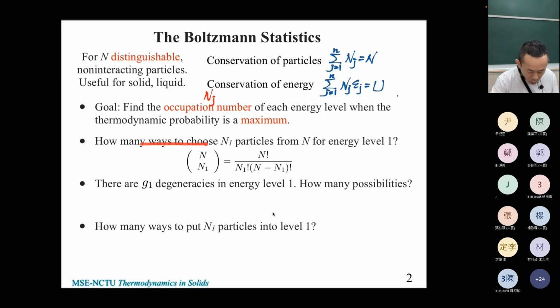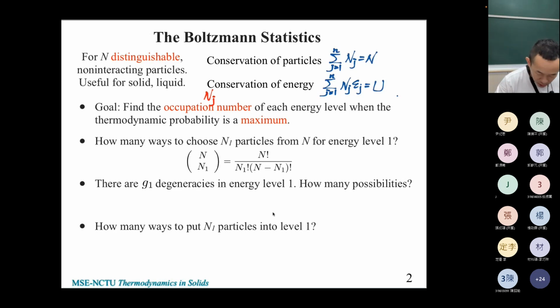How many ways are there to choose N1 particles from N and put them in energy level 1? That is C(N, N1), which is N factorial over N1 factorial times (N minus N1) factorial. I know you know that, no problem. And then there are G1 degeneracies in energy level 1.